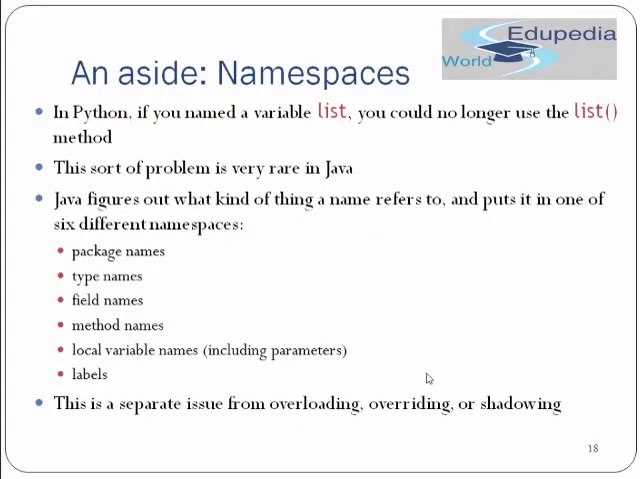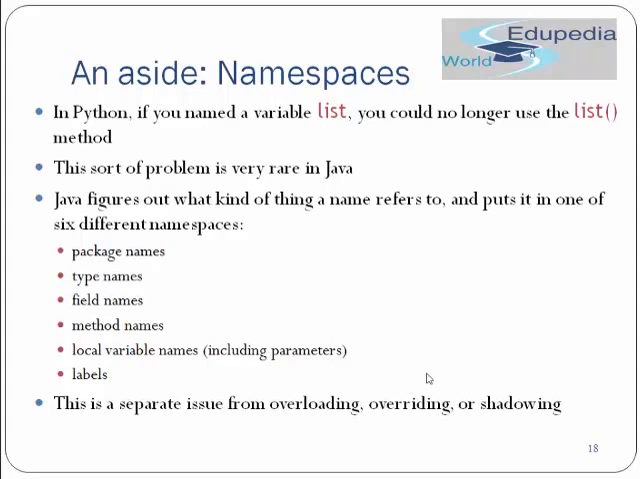In Python, if you have named a variable list, you could no longer use the list method. This sort of problem is very rare in Java. Java figures out what kind of name it refers to and puts it in one of 6 different namespaces. So if you have written some variable, it's not like you cannot use a method with the same name. You definitely can, because there are 6 different namespaces.